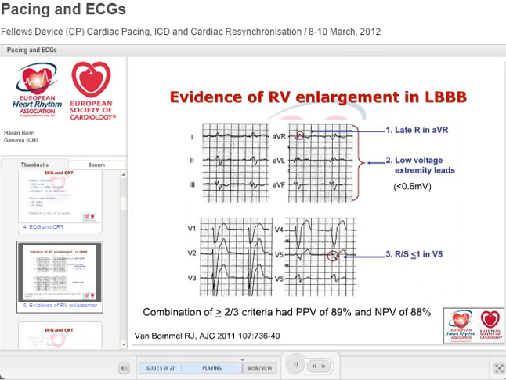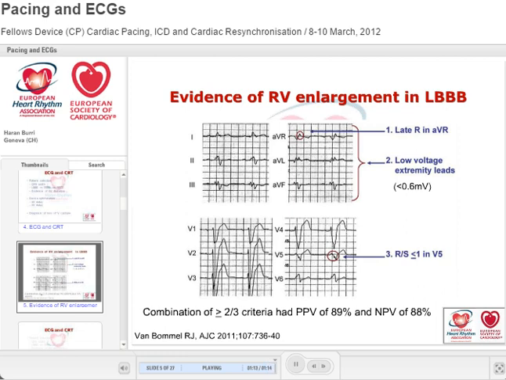So if you have at least 2 of these 3 criteria, then the likelihood of that patient having right ventricular dilatation is relatively high, and therefore also the chances of him responding to CRT are somewhat lower. It doesn't mean that you should not implant CRT, it's just making it less likely that the patient is going to respond.